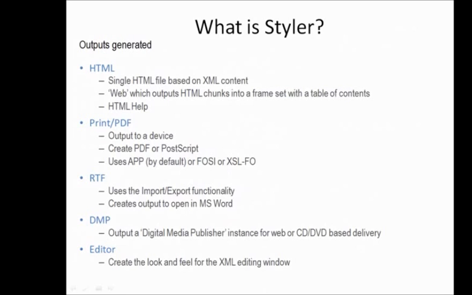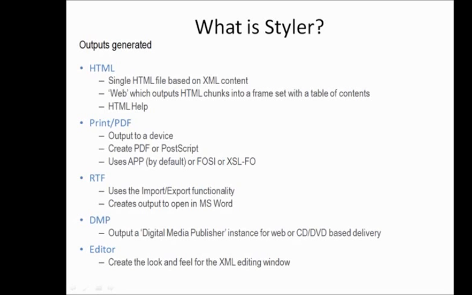So to summarize the Styler outputs, that can be generated: HTML based on the XML content, web-rich outputs, HTML help, PDF to print to a certain type of PDF print or PostScript, APP now by default, RTF if you wanted to output to Word. From your XML to the style that you've set up in Word will come out as an RTF export. If you wanted to use the import functionality, you can come from Word, so technically you can have the round-tripping import-export through that functionality into Editor.